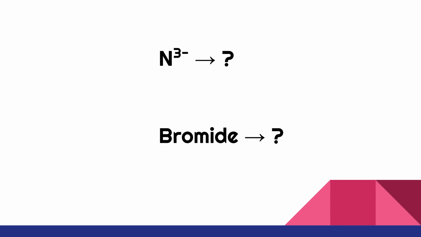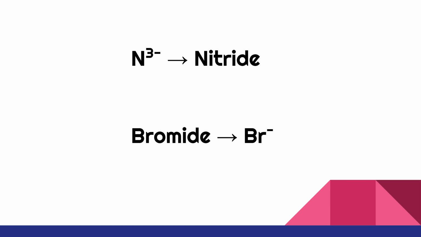And a bromide, what do you think that suggests? Well, it's a negatively charged bromine. So that means it's going to be Br minus. And you know why? Bromine is a halogen, so that means that it only needs 1 electron to fill its valence.